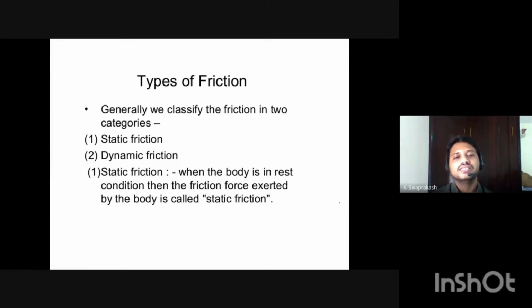When the body is at rest, the friction force exerted by the body is known as static friction. So in static friction, what is the state of the body? The state of the body is the rest condition. When the body is at rest, the frictional force exerted by the body due to the contact between the surfaces is known as static friction. And coming to dynamic friction, when the body is under motion, the friction force exerted by the body is known as dynamic friction.